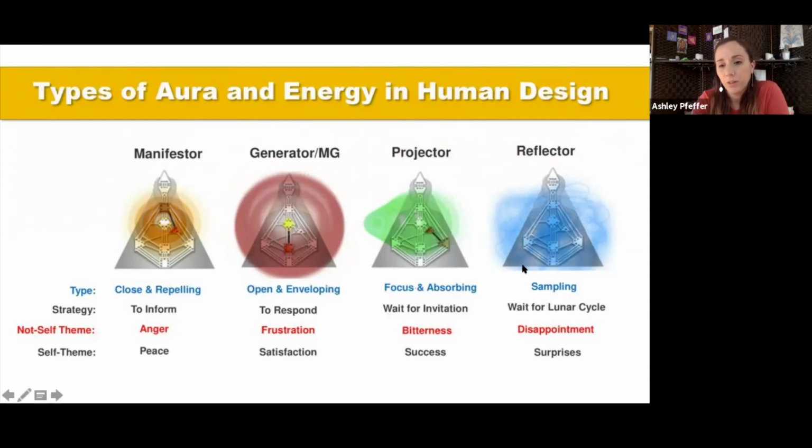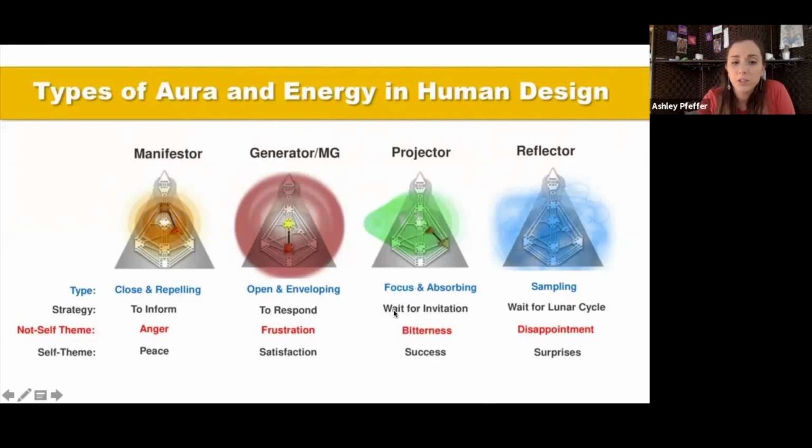The strategy for reflectors is to wait for the lunar cycle. A projector needs to wait for the invitation. If you're guiding and you constantly want to guide and direct people, if you show up in somebody's area and say, you need to do this, they're going to say, I didn't ask for your opinion or your advice, I don't need it, get out of here, because they're going to feel very threatened by you coming in and trying to change things up. So it's important for projectors to wait to be initiated to then direct people, or else you're going to feel bitter.